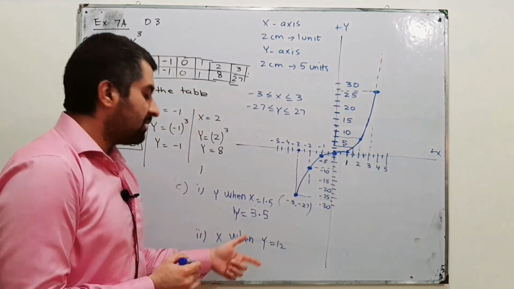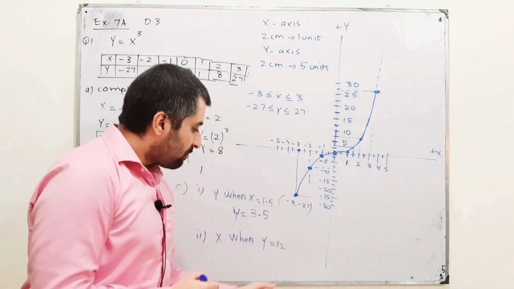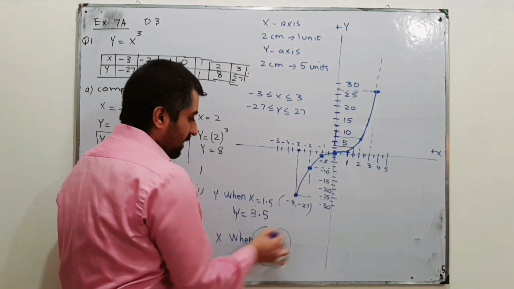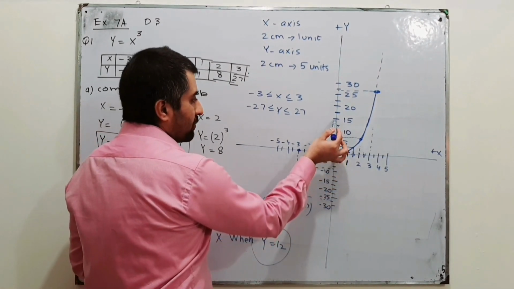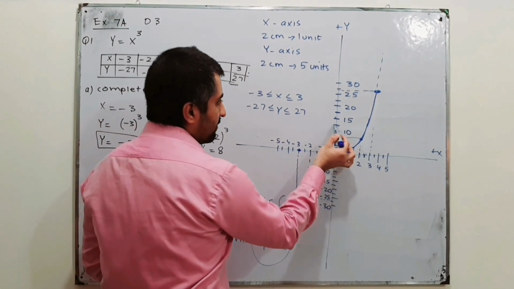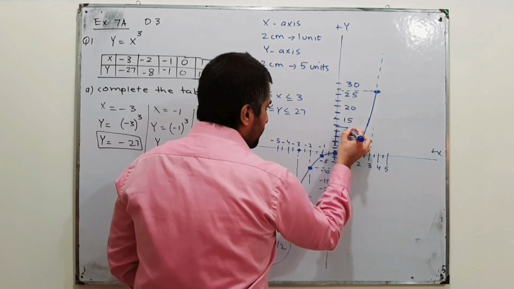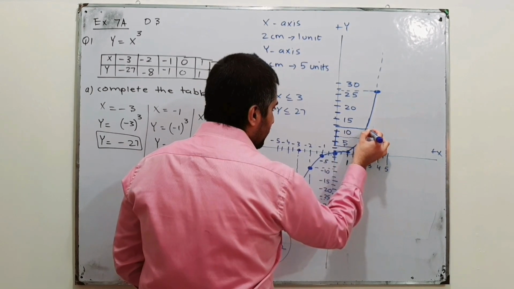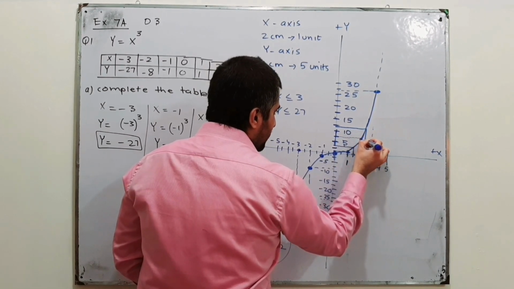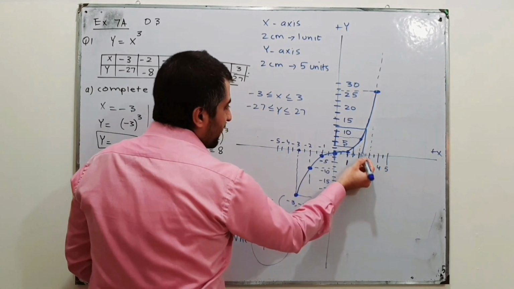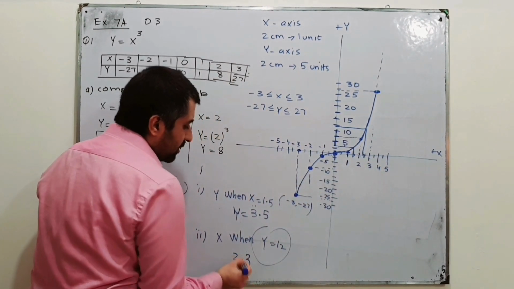The second part says what is the value of x when y is 12. Where is y-axis? This is y-axis. Where is 12? 5, 10, 15. Oh, this is 12.5. So 12 must be right under 12.5. Move horizontally so that you can touch the graph, and then move downwards on the x-axis. So that is almost, this is 2, this is 3, this is 2.5, then that is almost 2.3.